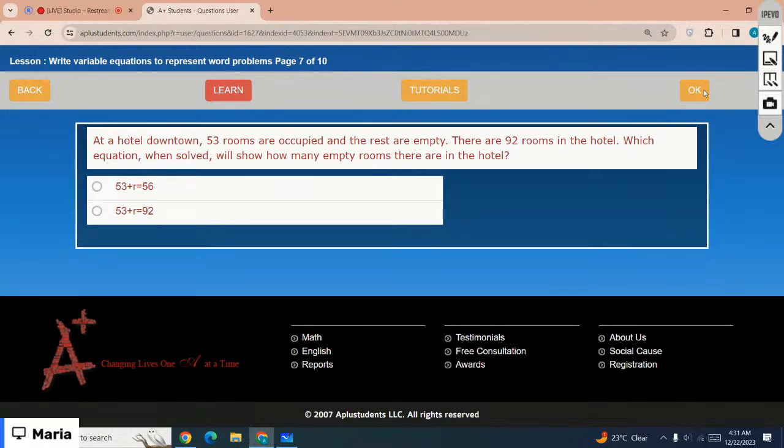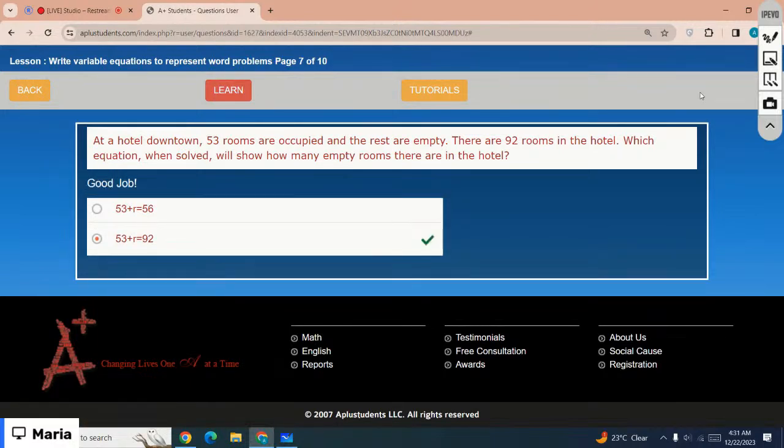Yes, that's the second one. 53 plus R equals 92, that is the second option.